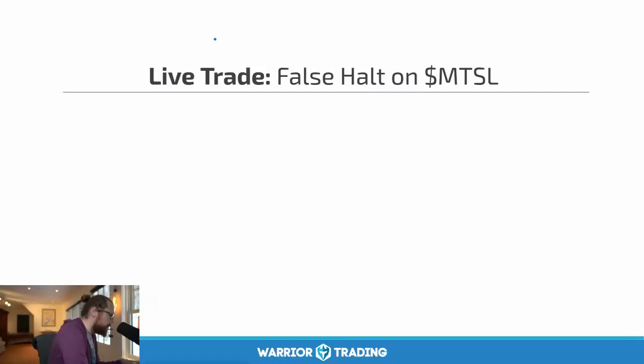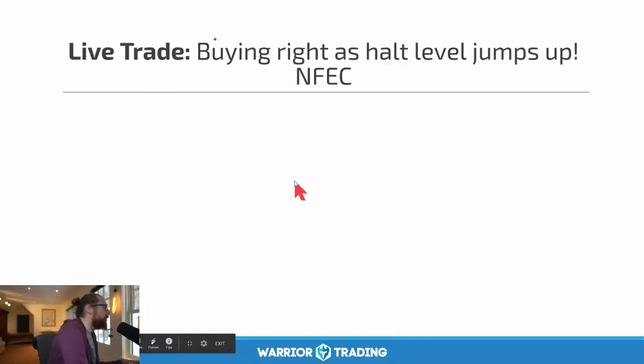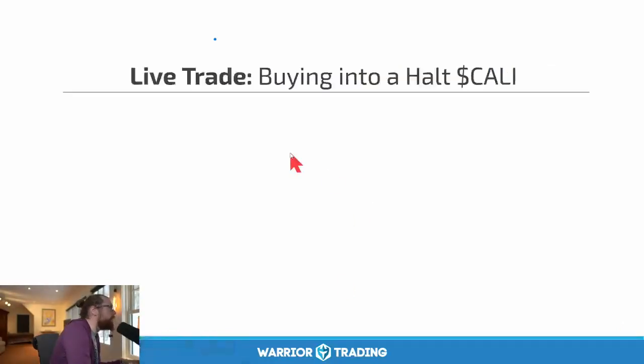Oh, okay. So what was the last one? Buying no halt. Oh, so all right, let's hold on that. Okay, so we've got buying right into the halt level, right as the halt level jumps up. So got that. Wait, that was the one that we just looked at, but that was NTech, not NFEC. Let me just confirm that. Okay, NTEC. Yep. So fixing that. Sorry about that. So closing that one, and then we're going to look at the halt on Cali. Okay, so copy link, paste.